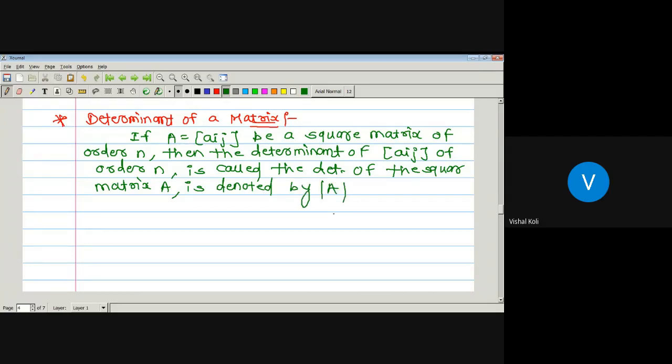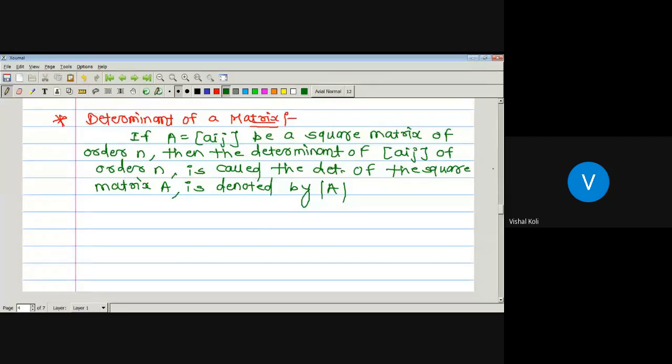So if we have a determinant of any order n, then its determinant value is obtained by just replacing the matrix symbol by the determinant symbol, that is this one. That will be our required determinant, and we know how to find the determinant value, and that corresponding determinant value is nothing but the determinant value of the given square matrix A.